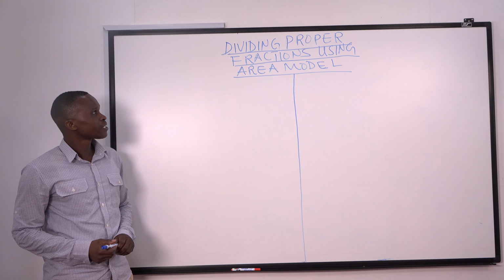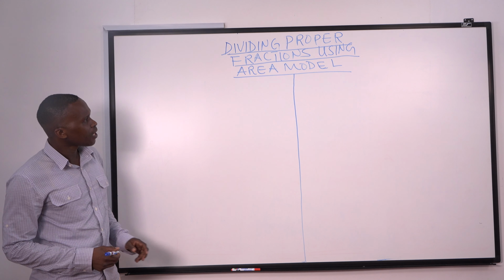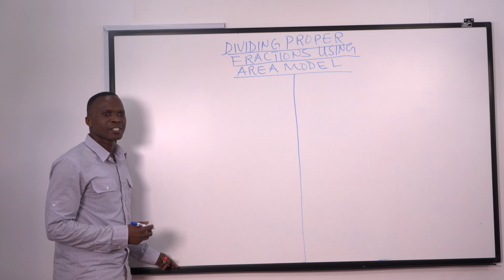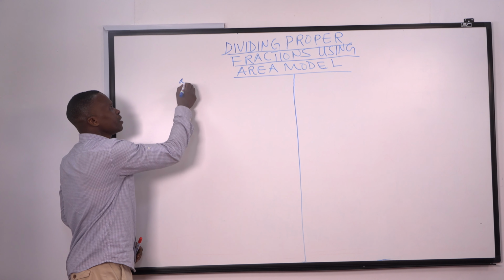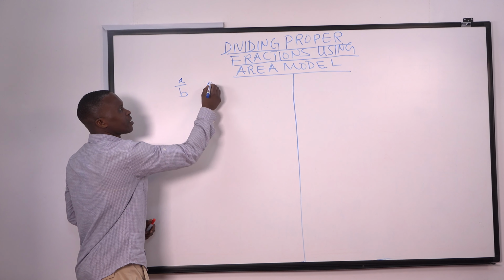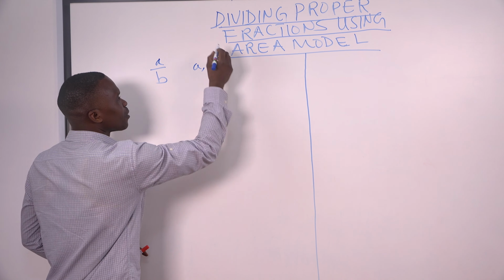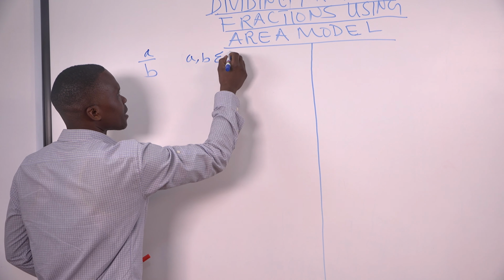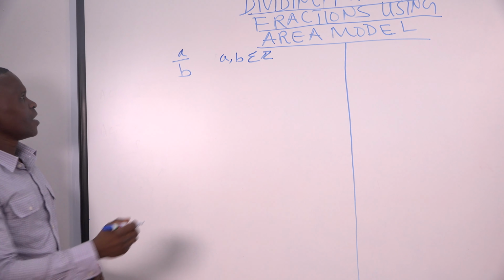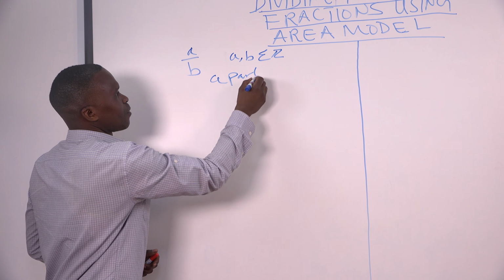I'm here to discuss how we divide proper fractions by using the area model. A proper fraction is a number which is written in the form of A divided by B, where A and B are both elements of integers. As is known in fractions, A must be a part of B.